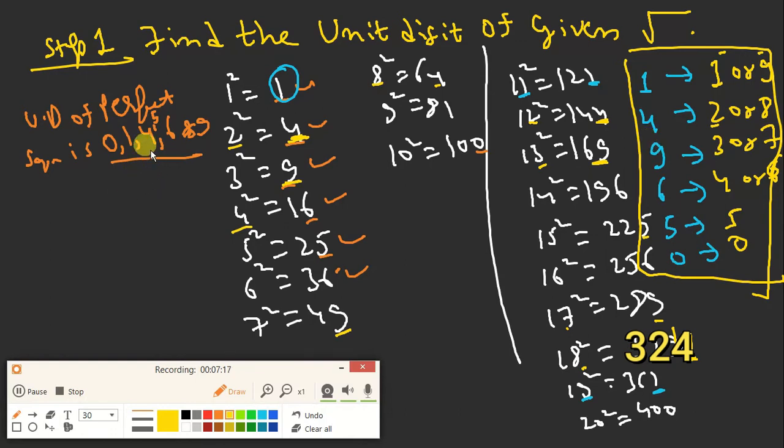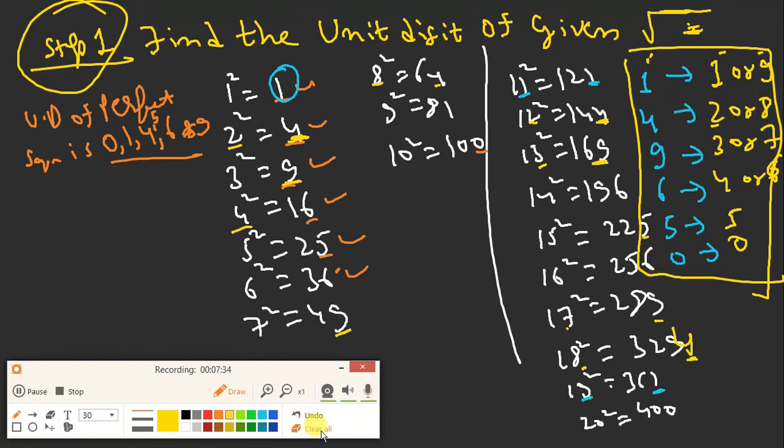So friends, from this step 1, what did we understand? We understood that we will check the unit digit of the square root. If it is coming out to be 1, then the unit digit of the number would be 1 or 9. If it is coming as 4, then it would be 2 or 8, so on and so forth. Okay, this is the first trick.